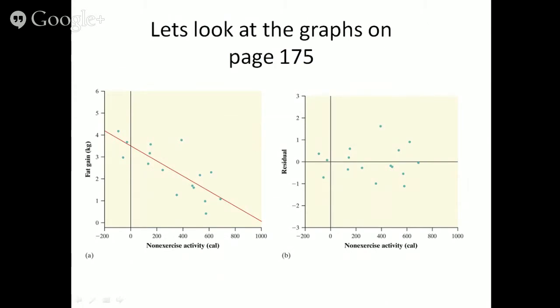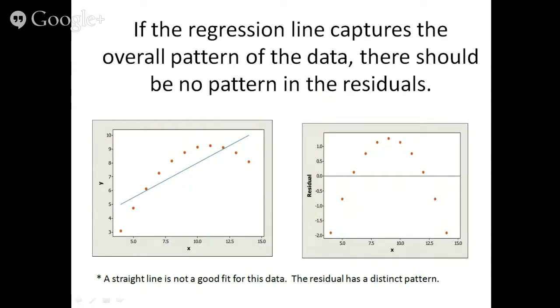So let's look at page 175 in your book. Here's another example of what we were just talking about. The two graphs that I just showed you for your residual plot and your scatter plot with your linear regression on it. A note about linear regression. If the regression line captures the overall pattern of the data, there should be no pattern in the residuals. So if this line here, this blue line, captured the true pattern of the red dots, there would not be a pattern at all over here in your residual.